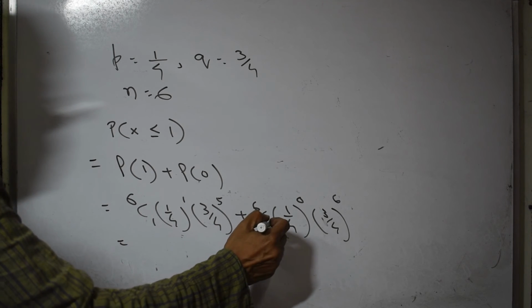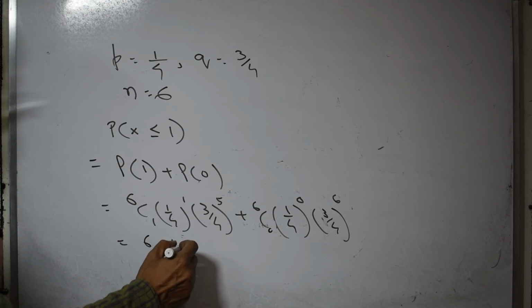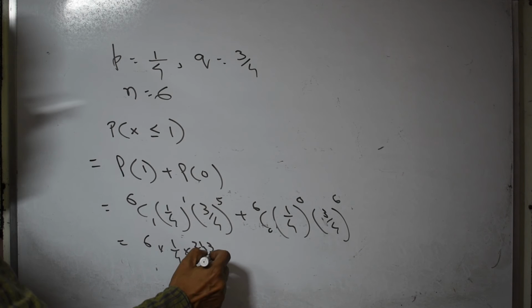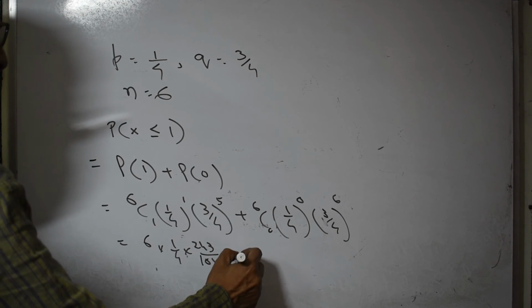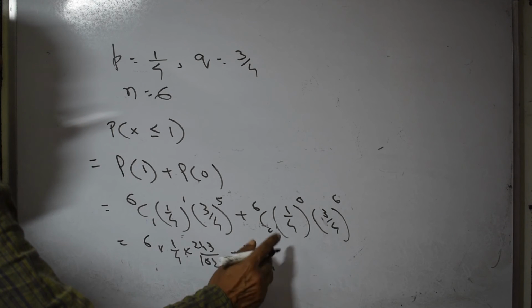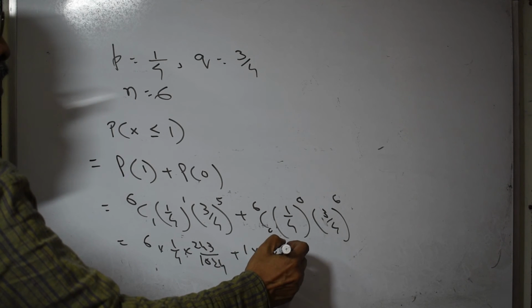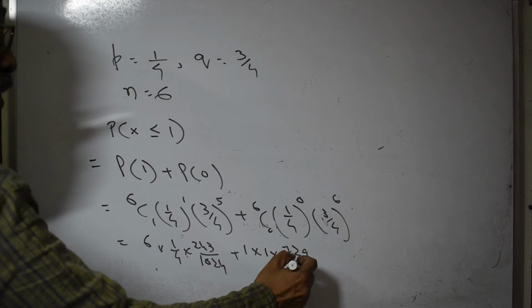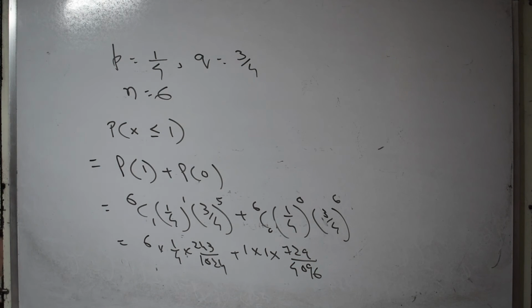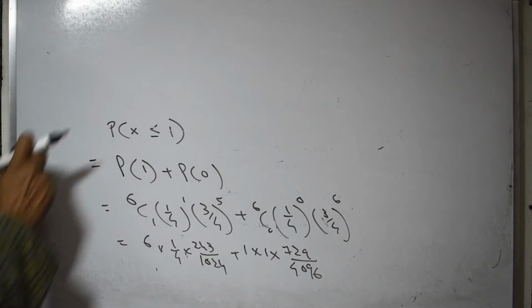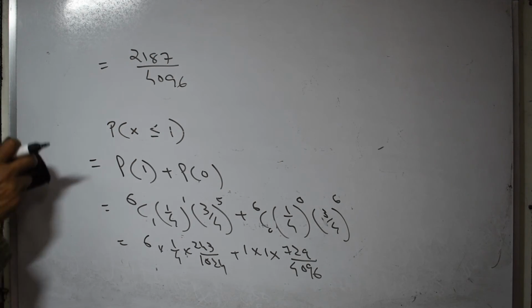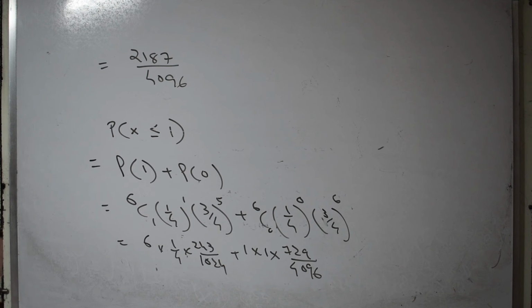Now 6c1 is 6 into 1 by 4 into 243 by 1024, and then this is 1 into 1 into 729 by 4 to the power 6, which is 4096. So we can simplify it and then get the result. Finally 2187 in the numerator after simplifying, divided by 4096. This is the probability of getting at most 1 infected.